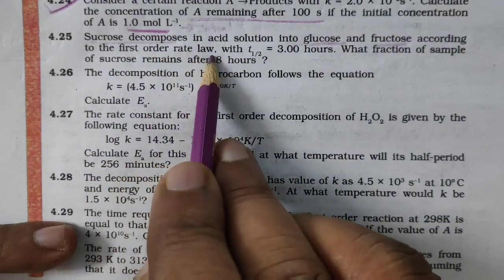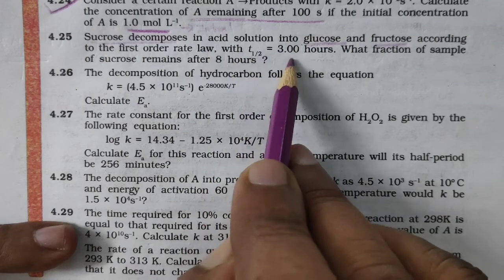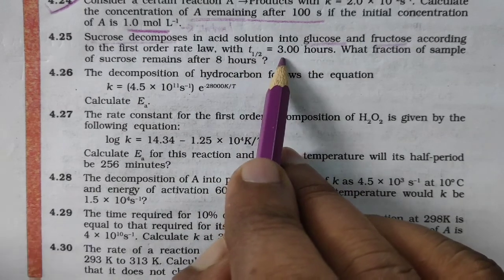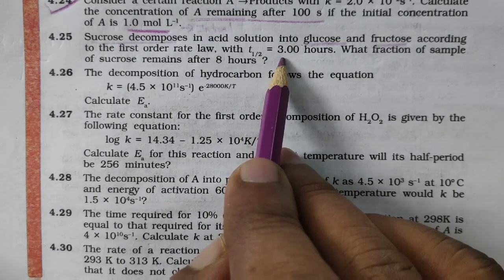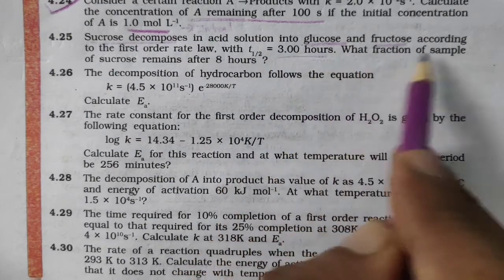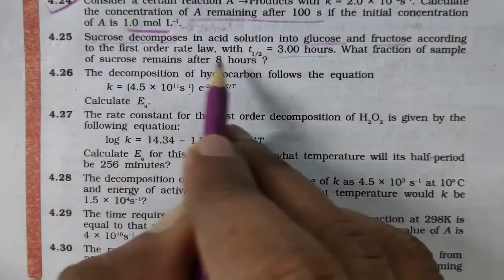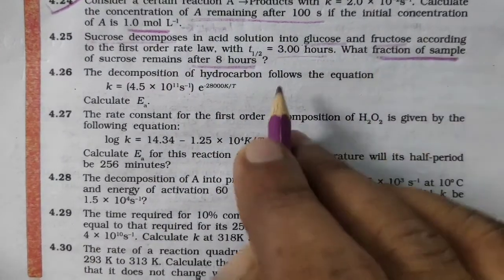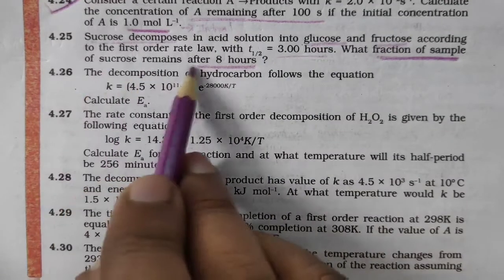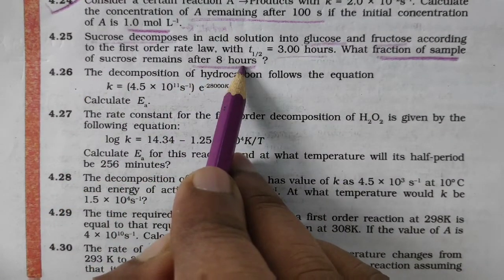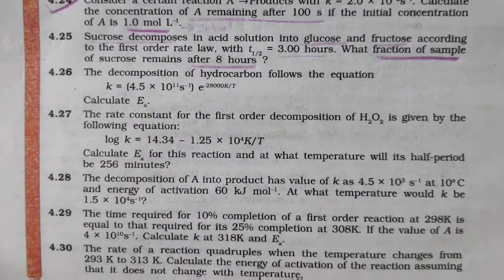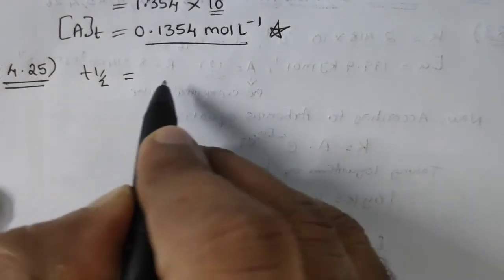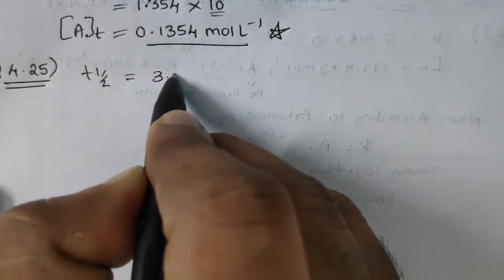According to the first order rate law, T half, that is the time at which the concentration becomes half, is given as 3 hours. What fraction of the sample of sucrose remains after 8 hours? The wording here is important. That is the question, so we are going to solve this next. Now in your question, T half was given. What was T half? T half was equal to 3 hours.